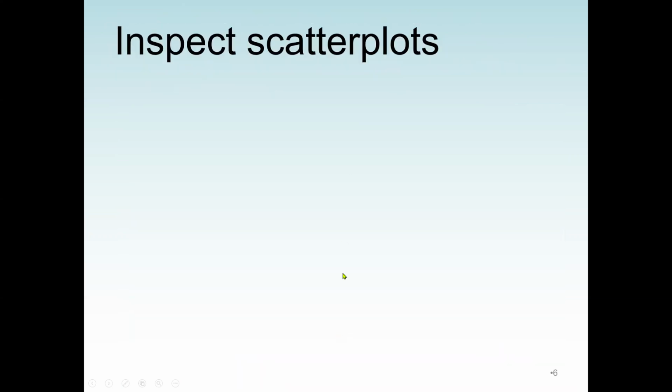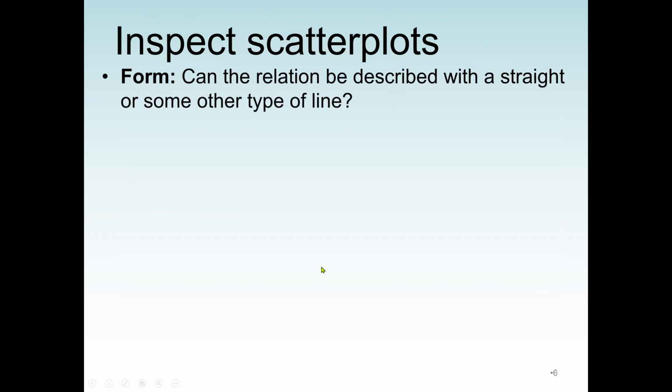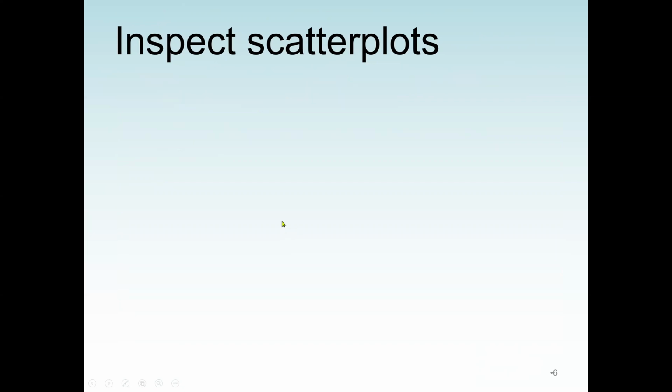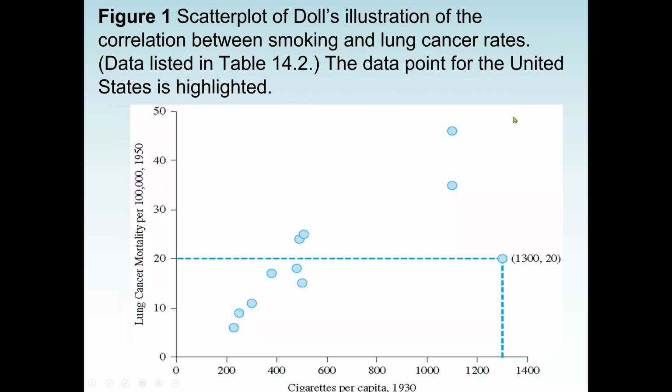So we should inspect the scatter plot. We say first, can the relationship be described with a straight or some other type of line? The direction: do the points tend upward or downward? If it's downward, it means we have a decreasing order. If it's upward, it means increasing order. In our case here, we can see that it's upward. So which means as the consumption increases, the lung cancer also increases.